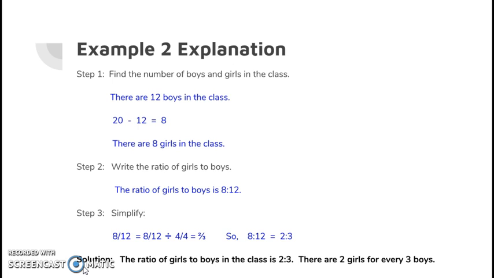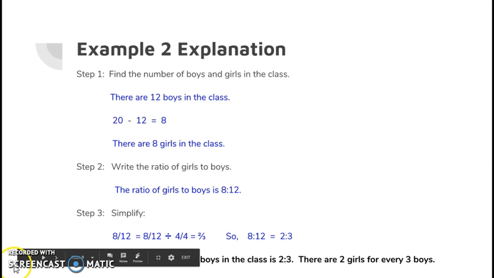You're going to write the ratio of girls to boys. The ratio of girls to boys is 8 to 12. We know that both of those numbers are even, so they can be simplified. Of course, we're going to look for the greatest common factor between the two numbers, and that's going to be 4. So our ratio actually simplifies to 2 to 3. You would write that using a colon, and that means that there are 2 girls for every 3 boys in the classroom.